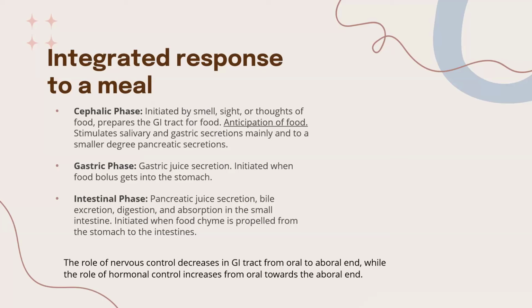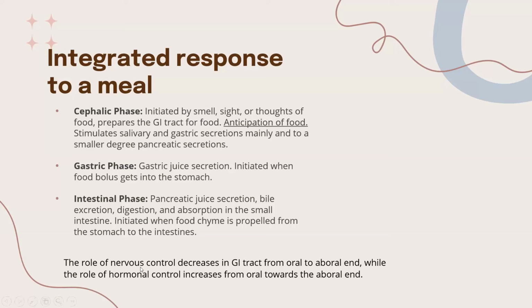In the gastric phase, from its name also, it's what happens in the stomach. So the gastric juice secretion happens in the gastric phase, and it's initiated when food bolus gets into the stomach. Basically, food bolus is the chewed food. Intestinal phase, it's what happens in the intestines. The pancreatic juice secretion happens, bile excretion happens, and digestion and absorption in the small intestine. And it's initiated when food chyme is propelled from the stomach to the intestines. Food chyme is basically the partially digested food in the stomach.